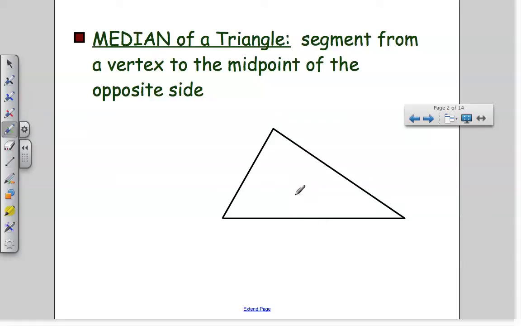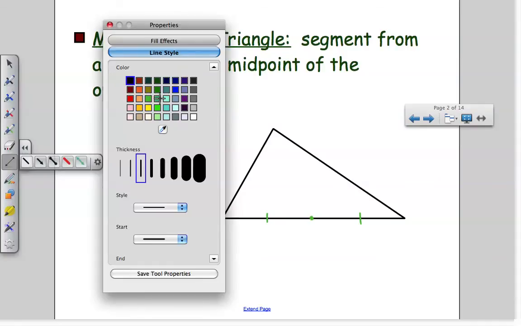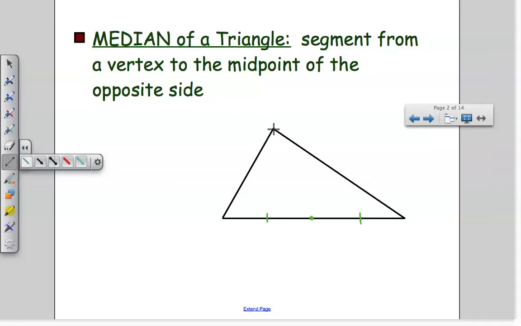So kind of the first thing you want to do is, I'm just approximating right now, to approximate the midpoint of the side. To prove it would be the midpoint, I would show congruent tick marks here. And now if I take my segment, and maybe I'll change the color here, if I go from this vertex to the midpoint on the opposite side, I've just created a median. And you can probably tell that we could have three medians in this triangle.